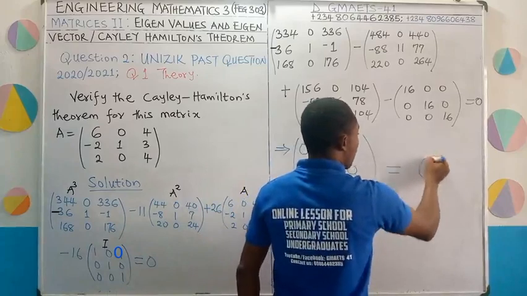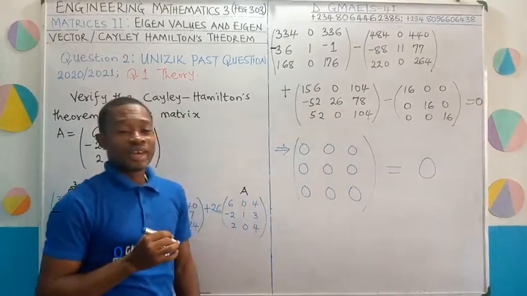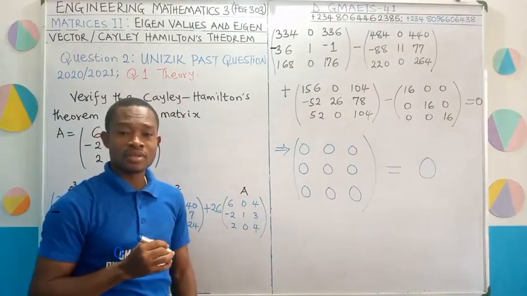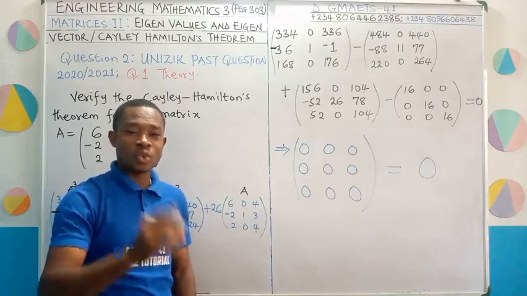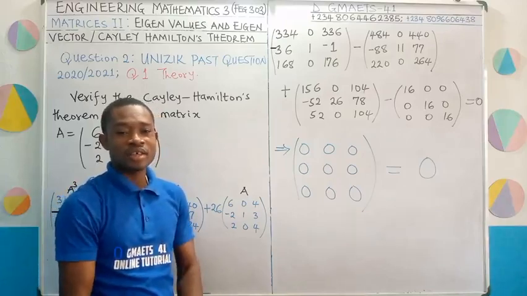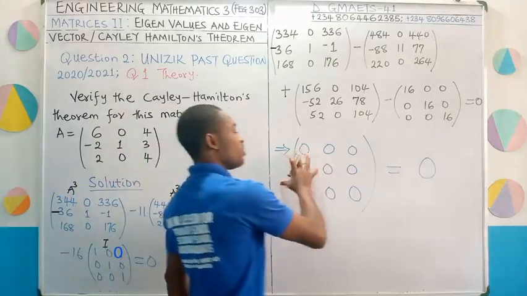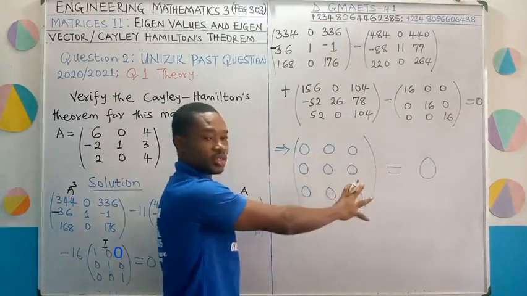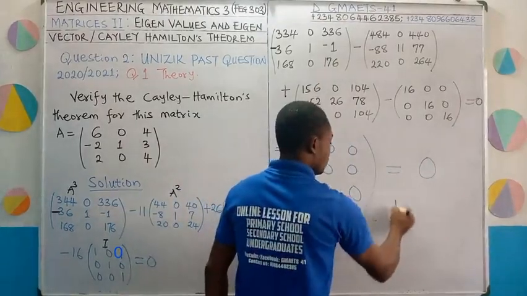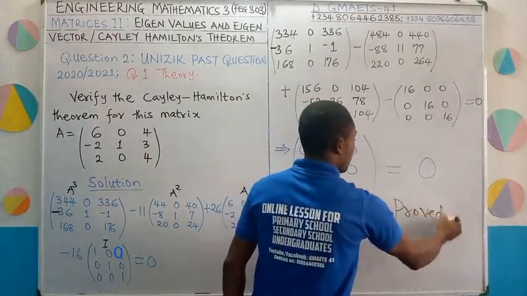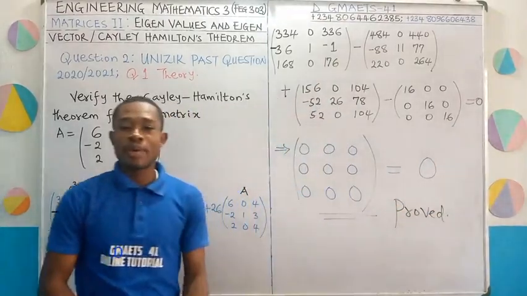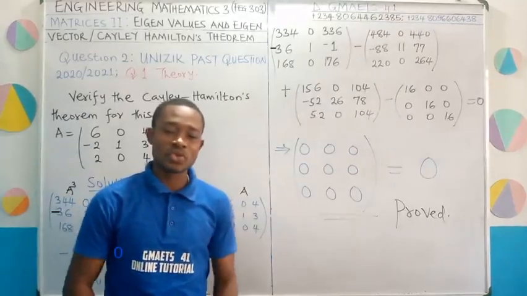That proves our expression, okay, according to Cayley-Hamilton's theorem, that every square matrix satisfies its own characteristic equation. You see that at the end of everything you got 0 matrix, and this proves it. That is all about Cayley-Hamilton's theorem.